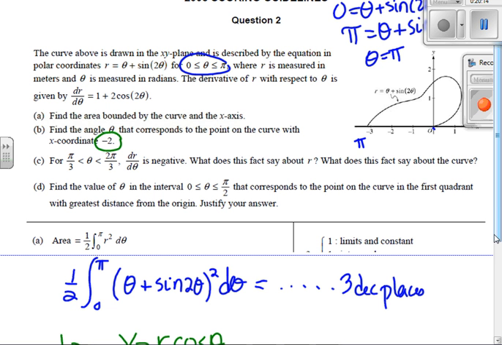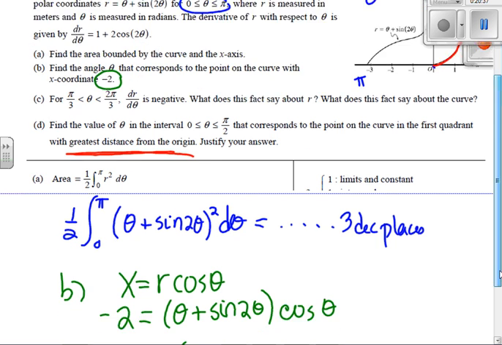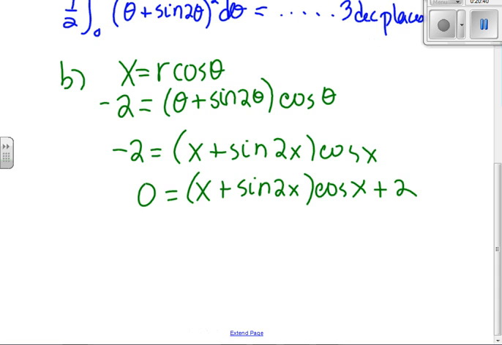And it says find the value of theta that corresponds to the point on the curve in the first quadrant with the greatest distance from the origin. And they gave us the derivative, which was very nice, because this is a maximum. This is the max-min existence theorem. Where are your critical points? So dr d theta equals 0, and don't forget the endpoints.